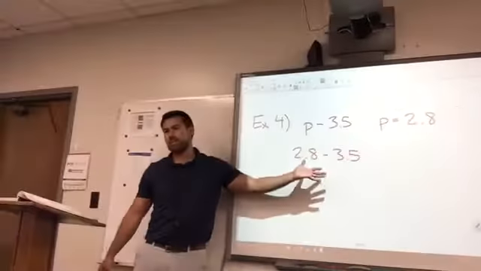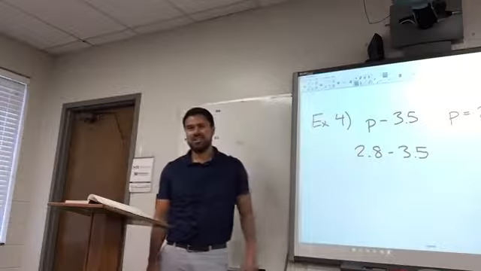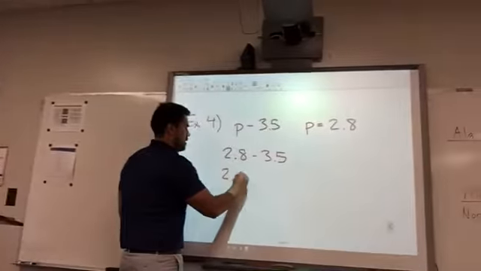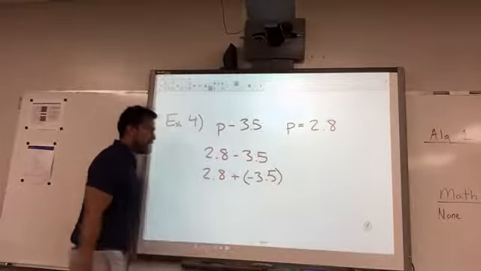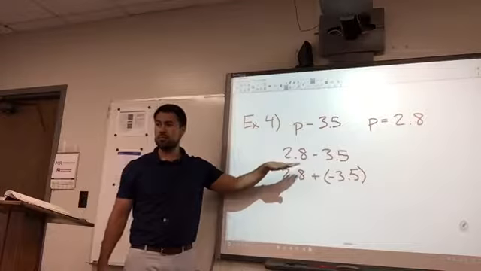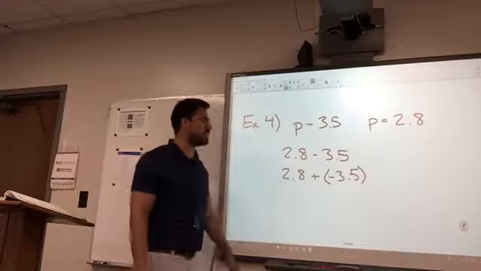And you can do it this way as well, or you could change it to addition. So how would you change it to addition? 2.8 plus negative 3.5. And again, you could do it this way. I'm not saying you can't. You must change it to addition, but to see it clearly in addition, you can break it up into this.